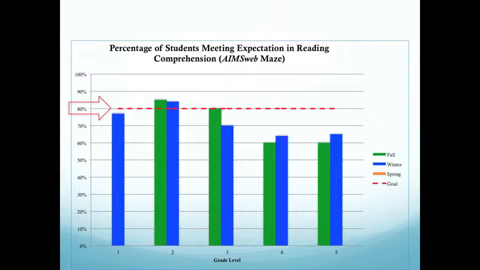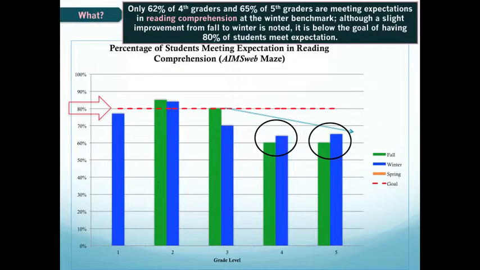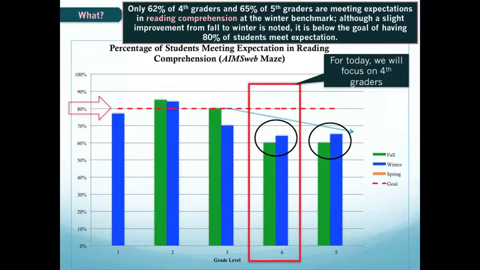When we look a little more closely at it, we might start being a little concerned with our third graders, getting much more concerned with our fourth graders, and then being very concerned also with fifth graders. We see the trend is going down when we really would want this to be at or above 80%. So our what now becomes reading comprehension. For the rest of this example, we're going to focus just on our fourth graders.